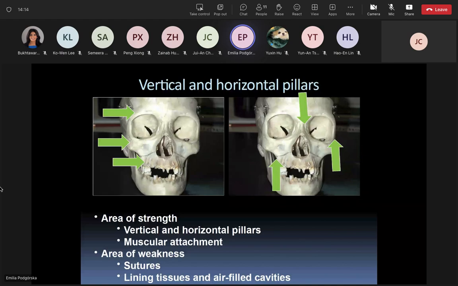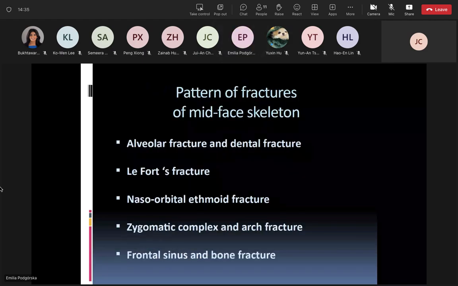Area of trench is a vertical and horizontal collapse, muscular attachment, and area of weakness, the architectures and lining tissues and air-filled cavities. Pattern of fractures of mid-face skeleton: we have alveolar fracture and dental fracture, Le Fort fracture, nasal orbital ethmoid fracture, zygomatic complex and arch fracture, and frontal sinus and bone fracture.